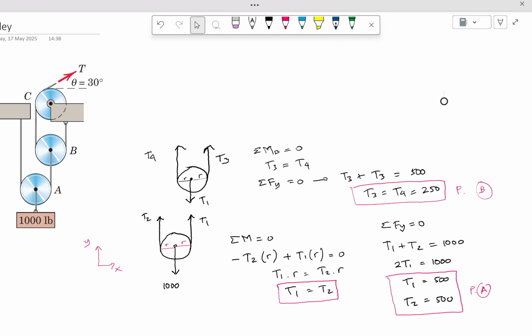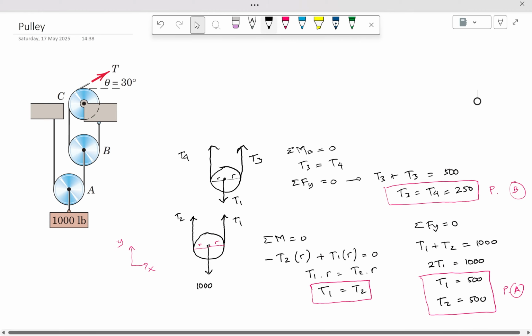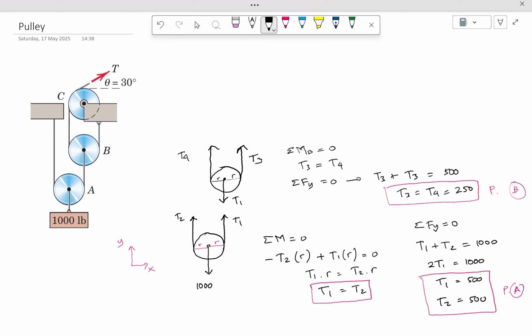Okay, and then let's solve for pulley C. Pulley C means pulley C, not policy. In Indonesian, we have policy. Policy is police. Anyway, pulley C. Let's draw. This is the pulley C.